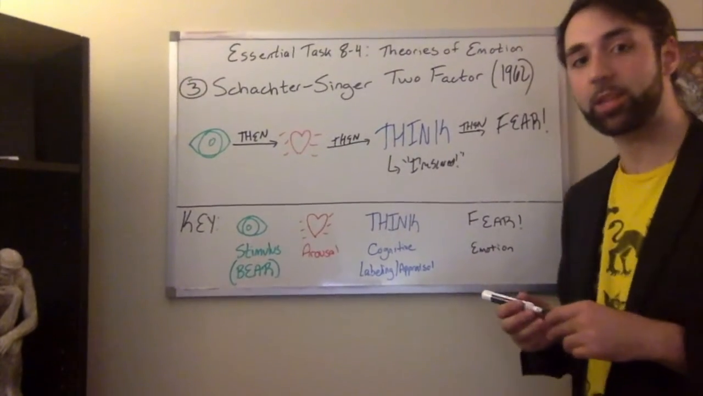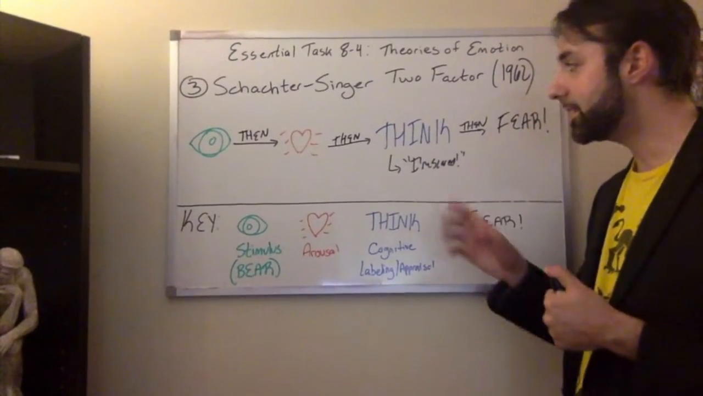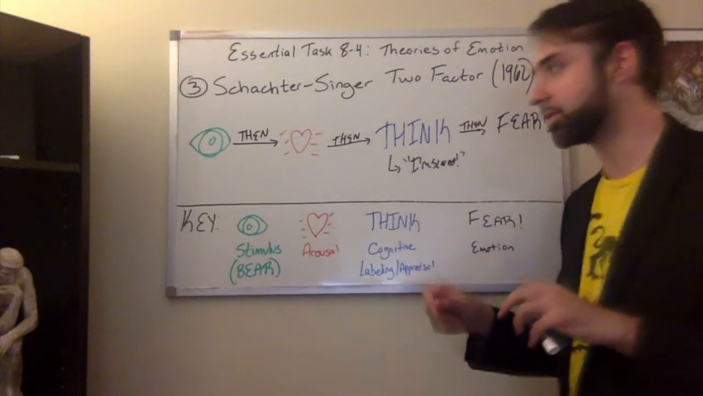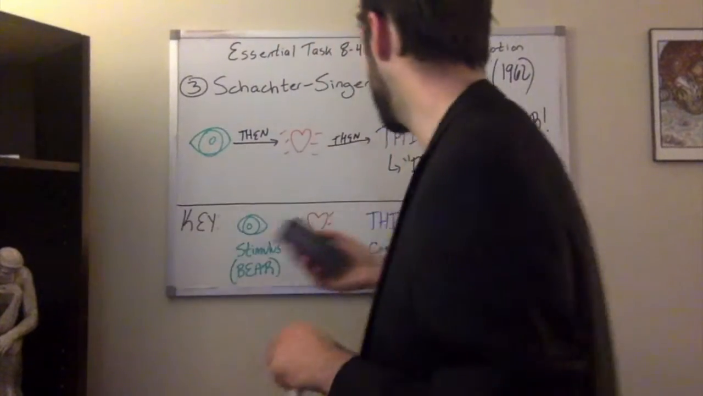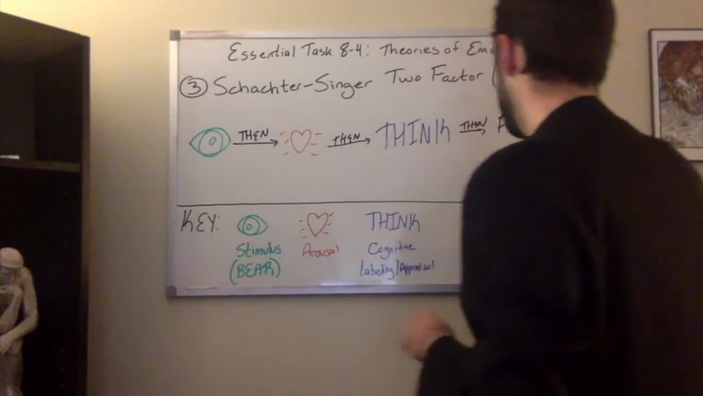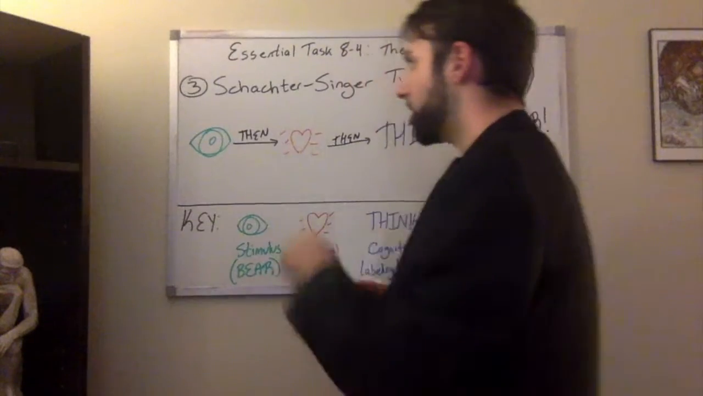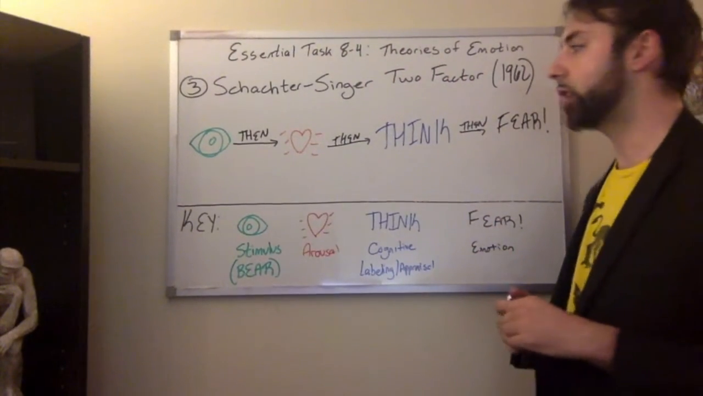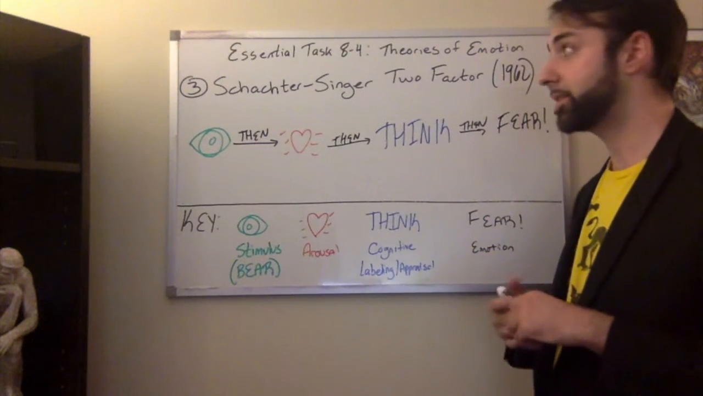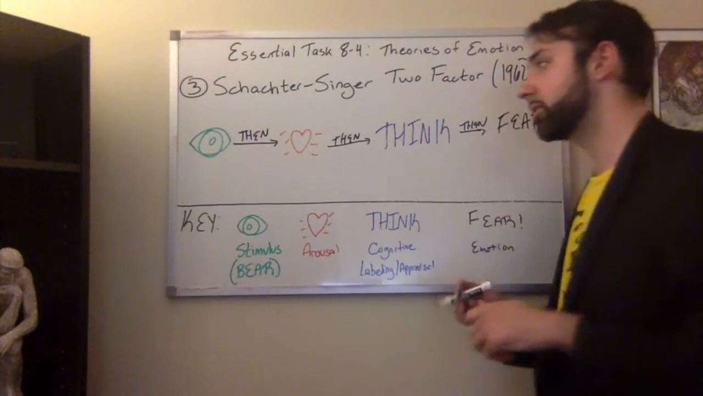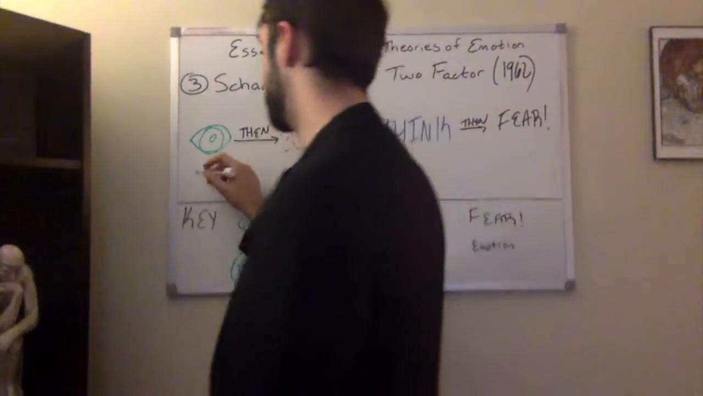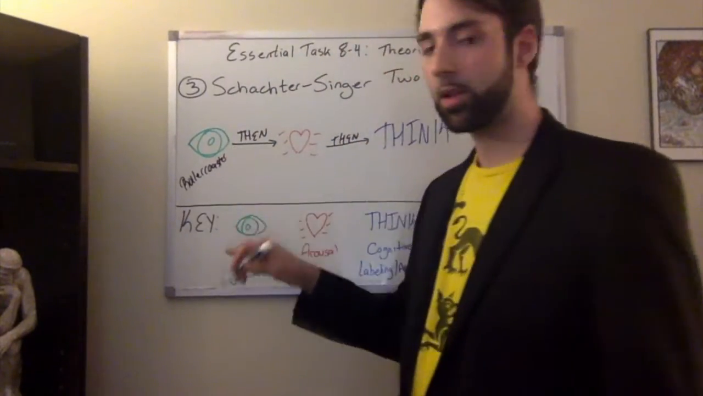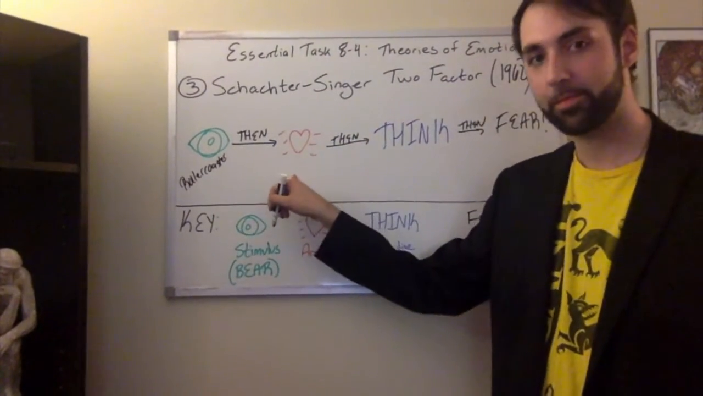What's really fascinating about the Schachter-Singer two-factor theory is this theory does a really good job explaining what we call mislabeling arousal. I'm going to give you a little bit of a different scenario here. One of the reasons the Schachter-Singer two-factor theory is so popular is it does a really good job of explaining some scenarios, and it's been studied in numerous different cases. So let's say you are on a roller coaster. So that is the stimulus. Roller coasters are going to make your heart race.